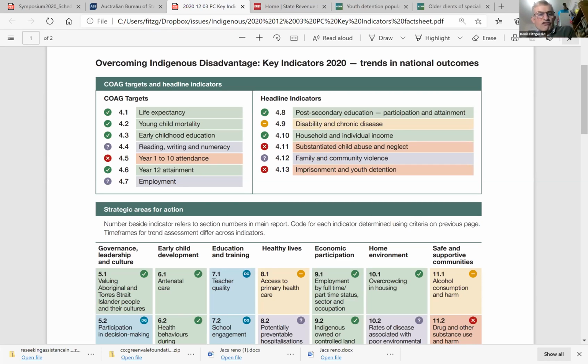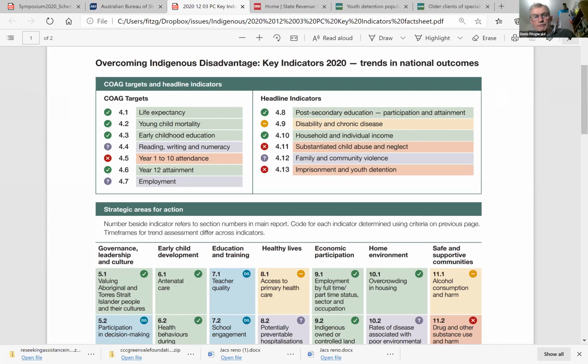And if you look at the first little box, COAG targets, you'll see that over the most recent 12 months, 4 of those 7 very high level indicators, there's a tick, so things have got better. On year 1 to 10 attendance, there's a cross. Right? So basically, Aboriginal school attendance from years 1 to 10 was worse now than it was 12 months ago. Well, there'd be a lag with the data, but as measured now, it's worse than it was as measured 12 months ago.